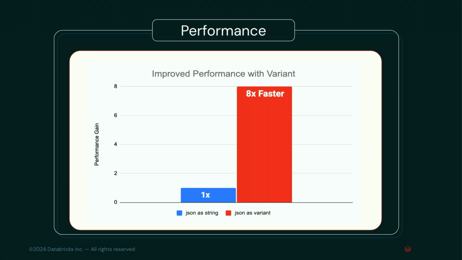For performance, we did some benchmarks in Databricks. Compared to a JSON string, where you extract the field and do a cast, the variant type can be 8 times faster than JSON because it's a binary format. You can just navigate to the offset of the data you want to read. While with JSON, you must parse the entire string to get the field you want.